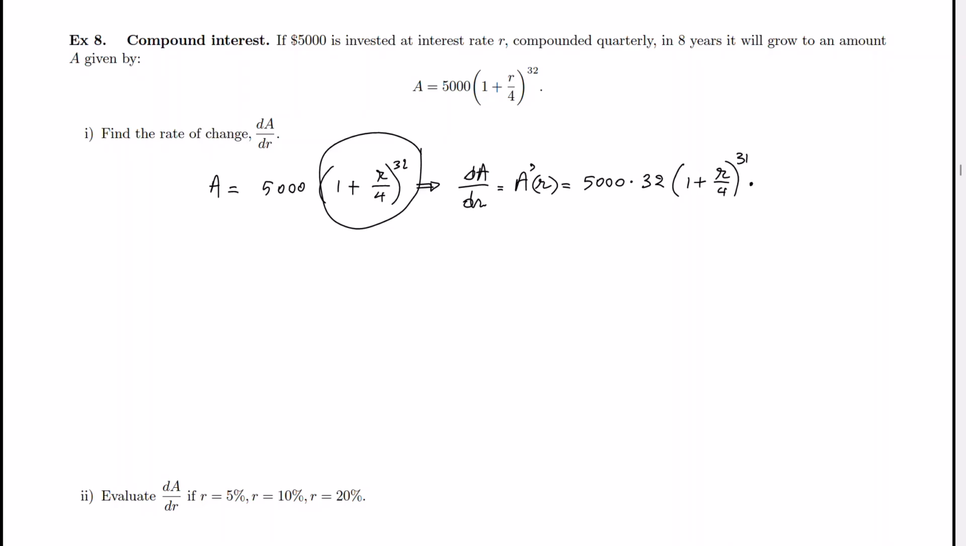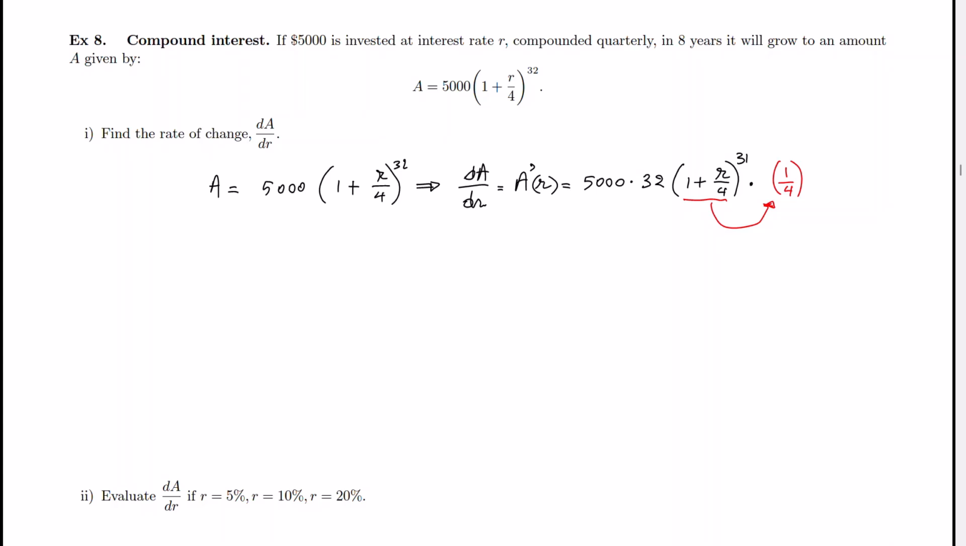And we're not done yet because the base in this problem is not just the letter R, it's 1 plus R over 4. So we need the derivative of it to go on the side. As we know, the derivative of 1 is 0, and for the derivative of R over 4, we can ignore the 4. The derivative of R is 1, so it's just 1/4. That's the derivative of the inside.